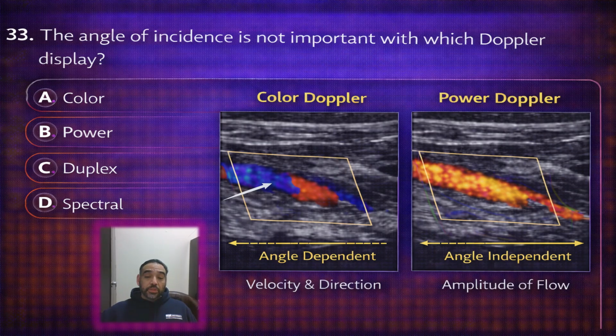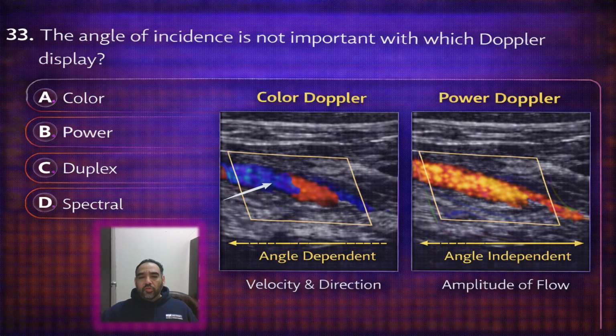So the first question is, the angle of incidence is not important with which Doppler display? And so the answers to choose from are A, color, B, power, C, duplex, or D, spectral. So the correct answer here is power. So with power Doppler, the angle of incidence is not important, and here's why.